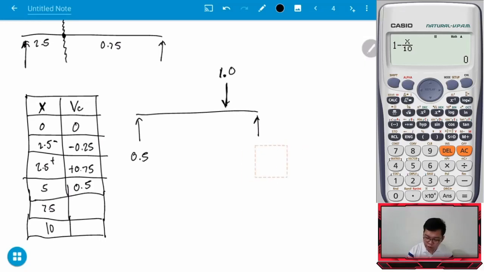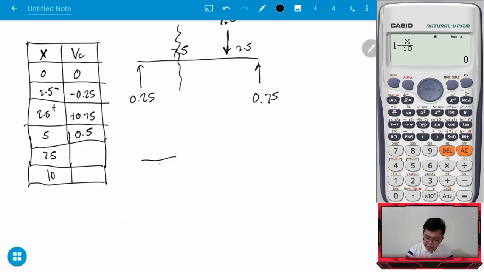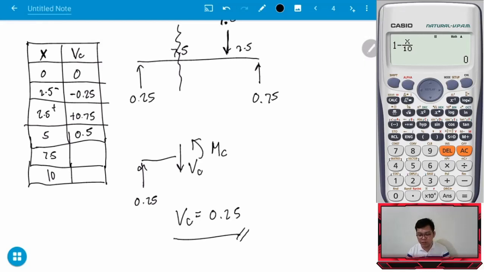Okay, so this is 1.0, no? Nasa 7.5, tama ba? Tama. So na-solve din natin yan kanina. So this is actually 0.75, and then ito naman is 0.25. Okay? Same din, cut tayo dito, cut tayo dyan, and then ang mangyayari, yan, 0.25 going down na VC. Okay, and then MC. So, VC is obviously equal to 0.25 na lang. Okay? So, downward is equals upward. So, this is actually 0.25.